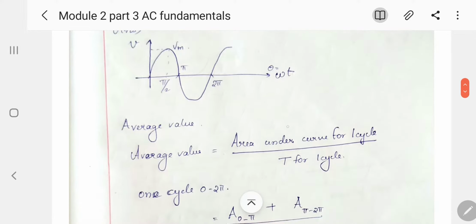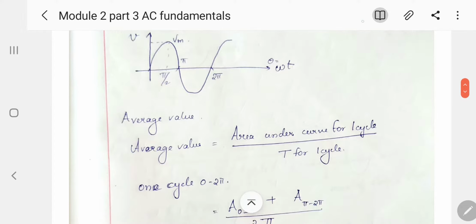Let us move on to find the average value. What is the equation for finding the average value? As we studied in the previous video, average value is equal to the area under the curve for one cycle divided by the time period for one cycle. So what is one cycle? We have to identify where the cycle ends. We can use two methods to identify a cycle. Firstly, you can look at one complete positive and negative half cycle, which ends at 2 pi, so 2 pi becomes one cycle.